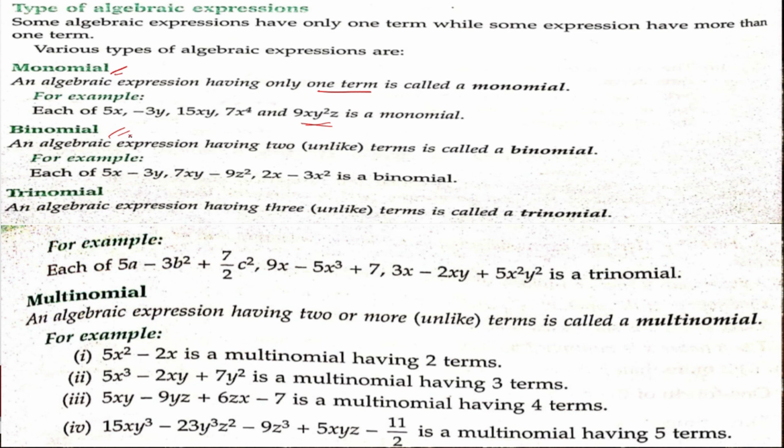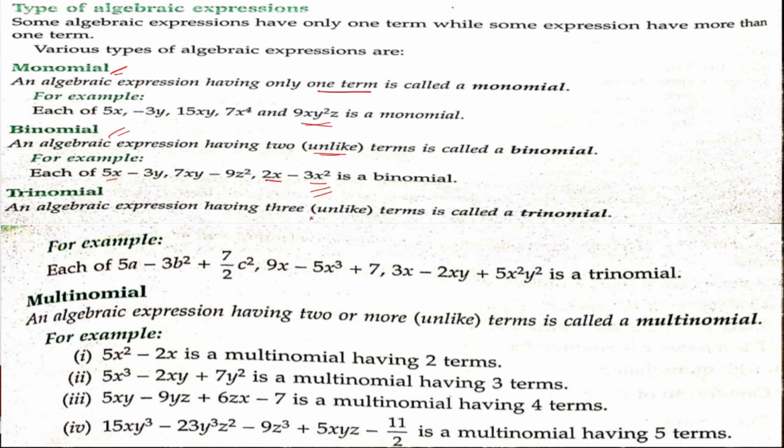Binomial means having two terms. Two terms must be unlike to each other. Suppose 5x minus 3y, 7xy minus 9x to the power z square. Third one, 2x minus 3x square, is called binomial. That means two terms are there.